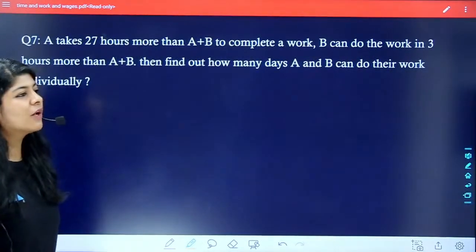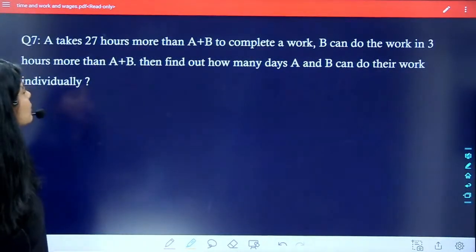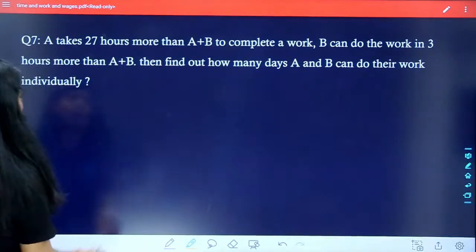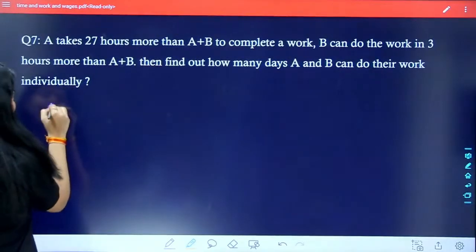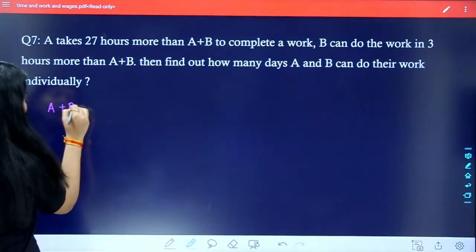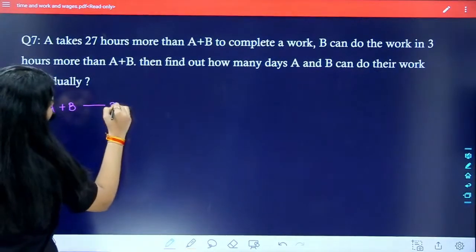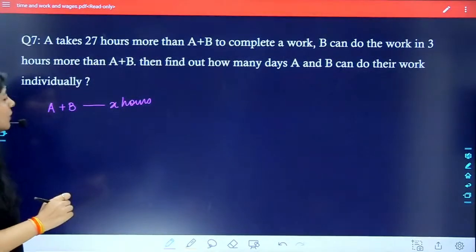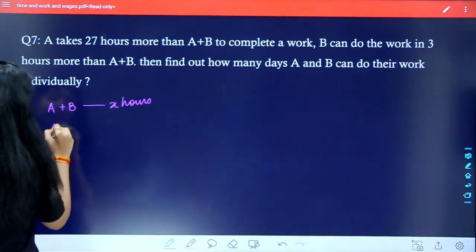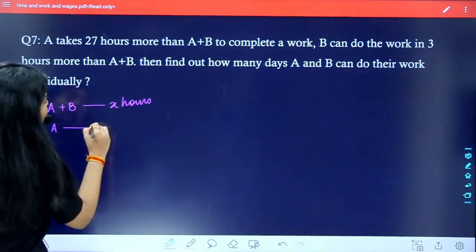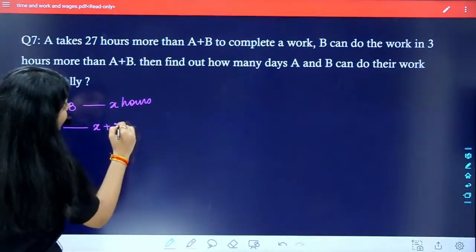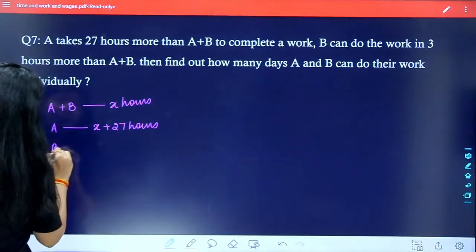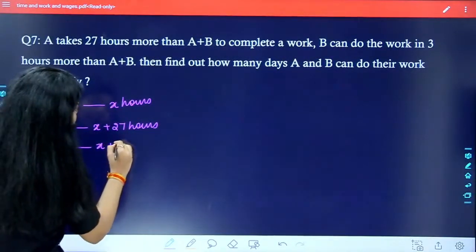How are we going to solve this? If I solve this type of question with the conventional method, initially I suppose that the time taken by A and B together is X hours, because I have data with respect to A and B. So the time taken by A to complete the task is X plus 27 hours, and the time taken by B is X plus 3 hours.